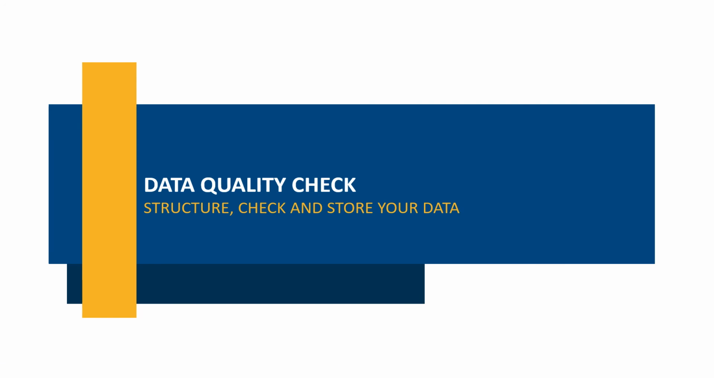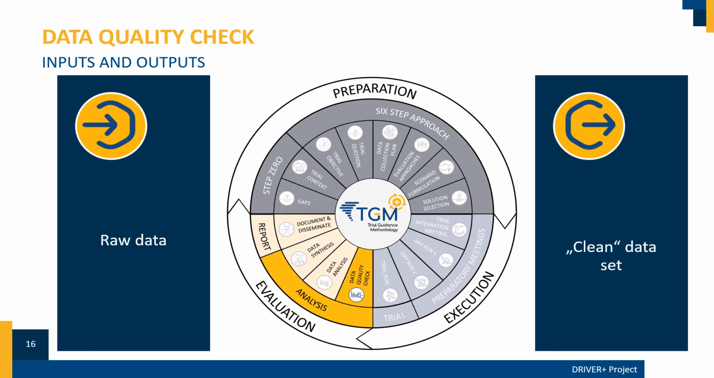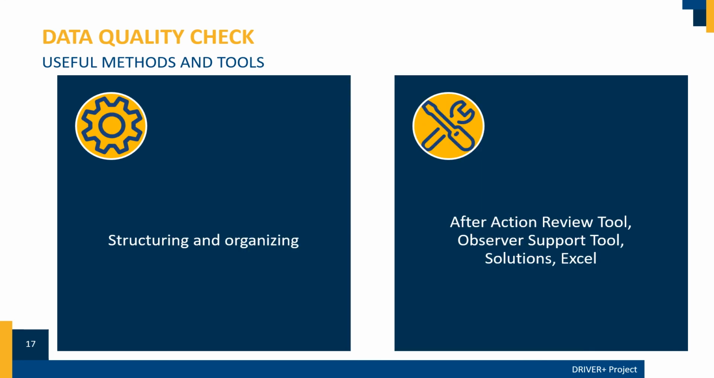After structuring, checking, and storing your data, you have performed a logical, complete, coherent, and ordered data collection. You started the data quality check with raw data, directly derived from the trial. After this step, you end up with a clean dataset ready for data analysis. There are many methods and tools available for structuring and organizing your data, like the After Action Review tool, the Observer Support tool, many different solutions, and the well-known Excel.